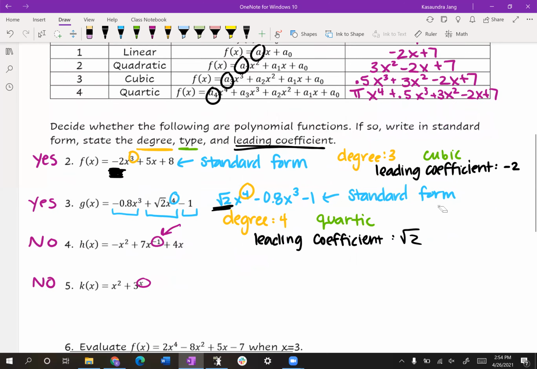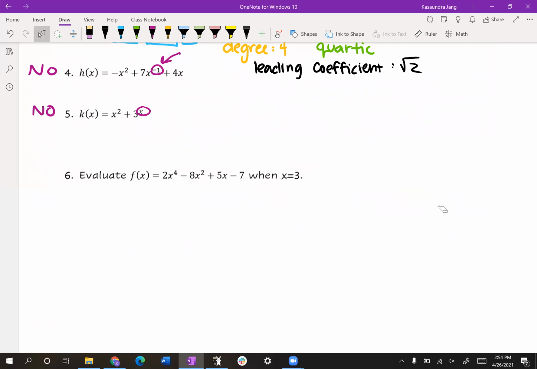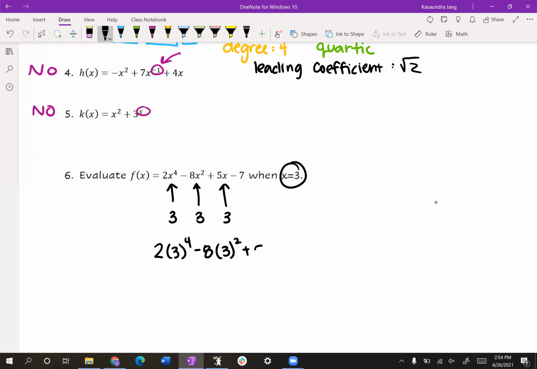So let's see, now it says evaluate f of x equals 2x to the fourth minus 8x squared plus 5x minus 7 when the x equals 3. So we are going to put this 3 in for all of the x's. That's going to be a 3. This one's going to be a 3. All those x's will be 3s. This last guy doesn't have an x. So if I put those in, I get 2 times 3 to the fourth minus 8 times 3 squared plus 5 times 3 minus 7.